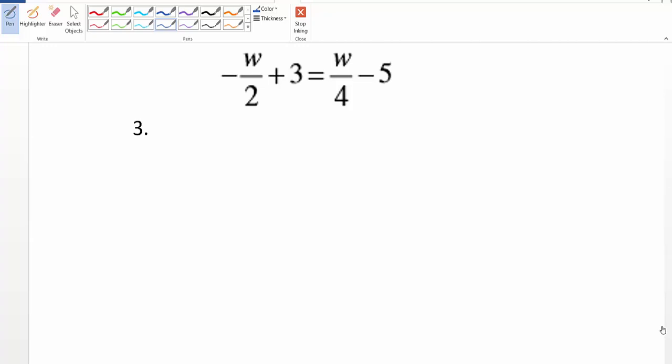Here we are at example 3 from our 0.37 notes. We're asked to solve for the following variable. Here we're trying to find out what is W, and pretty much what we have to do is first identify what is our LCD, the least common denominator.